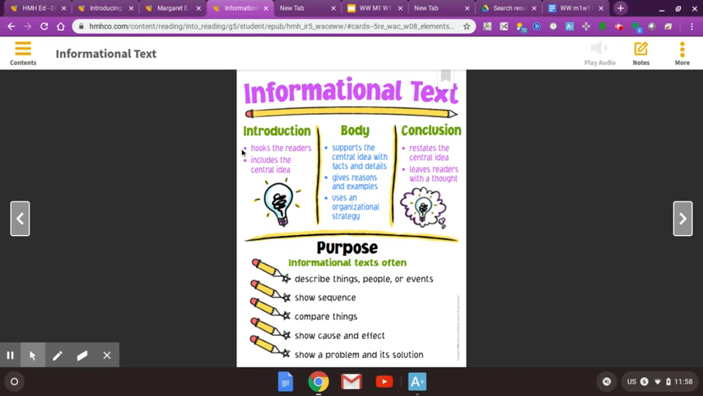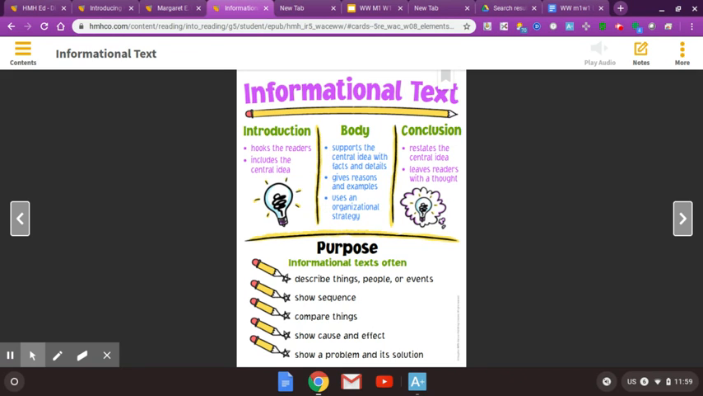Well, first of all, it says we want to write something that will hook our reader. So a sentence that hooks our reader. Sometimes we call this the hook. Our introduction also must include our central idea, or as we also know it, our main idea. The second part of our informational writing will be called the body. Our body is what supports the central idea with facts and details. We need to make sure we give reasons and examples. Lastly, we must use an organizational strategy.